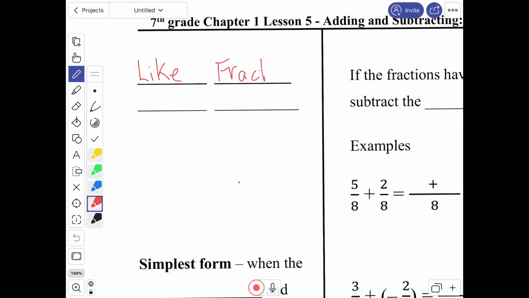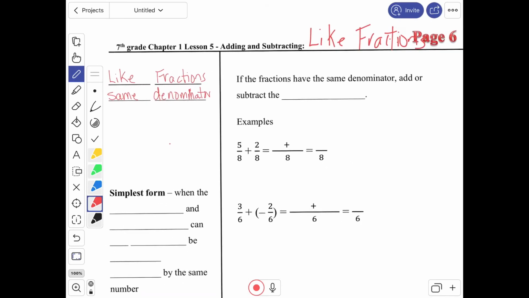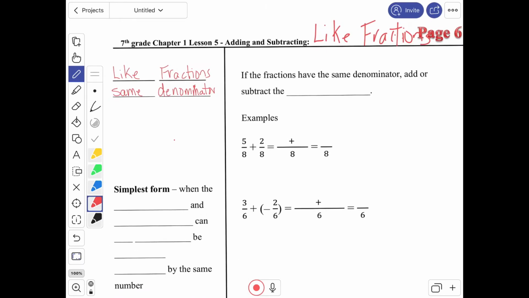Like fractions have the same denominators, which is really why we like them. Makes them a little bit easier to deal with if they have the same denominator. If the fractions have the same denominator, we just add or subtract the numerator.